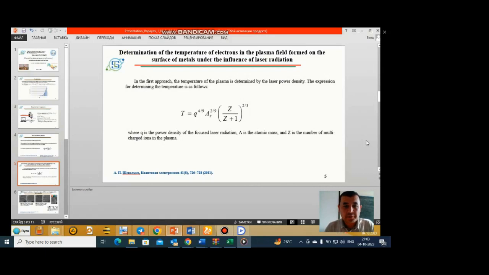Determination of the temperature. In the first approach, the temperature of the plasma is determined by laser power density. The expression for determining the temperature is as follows.